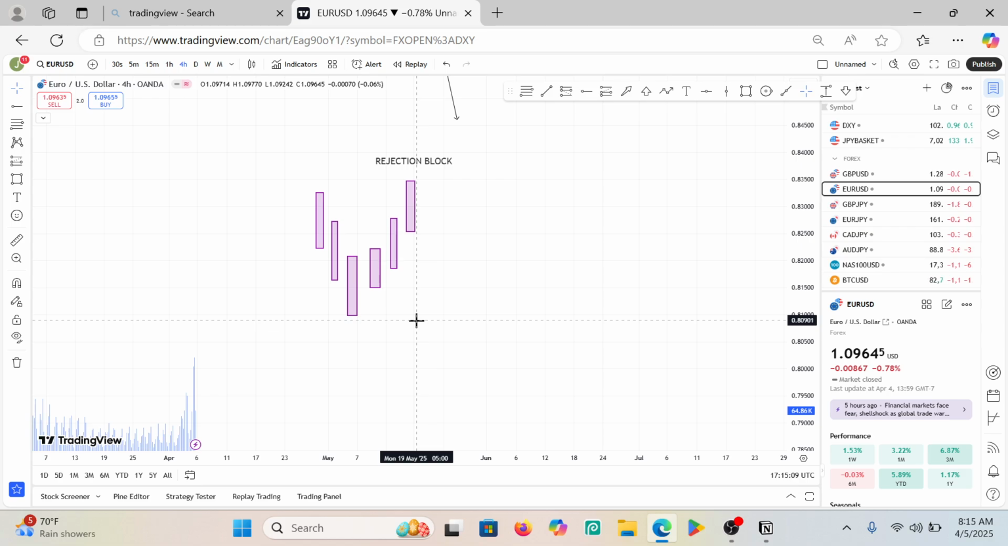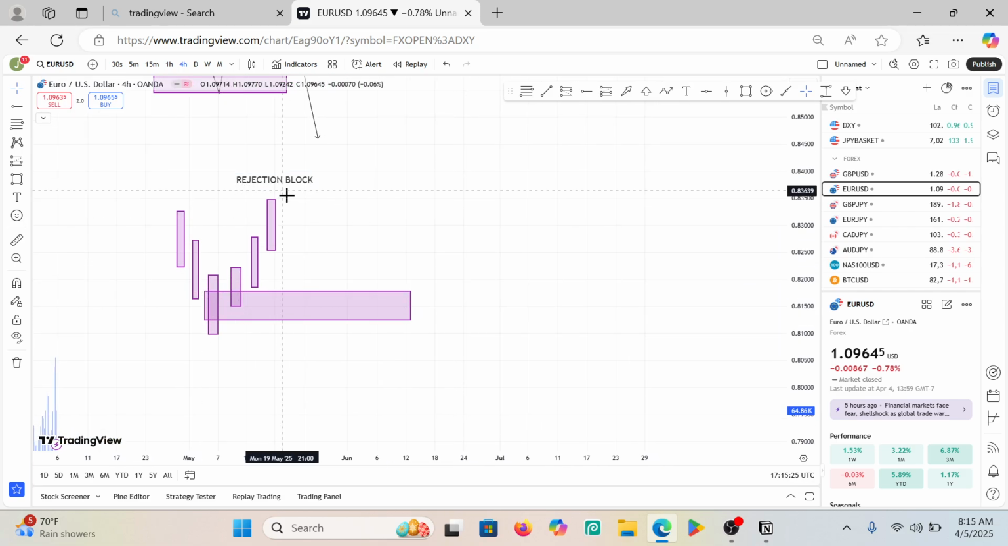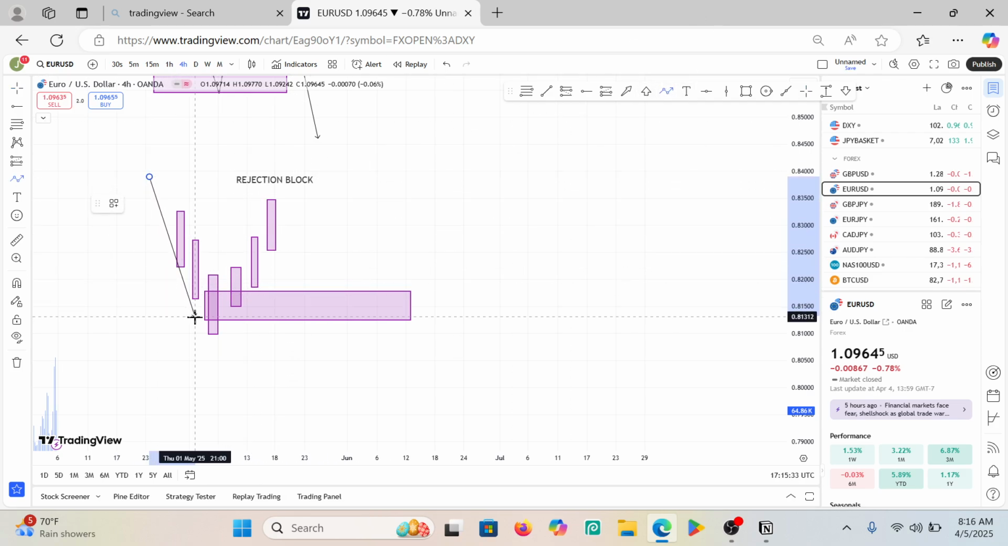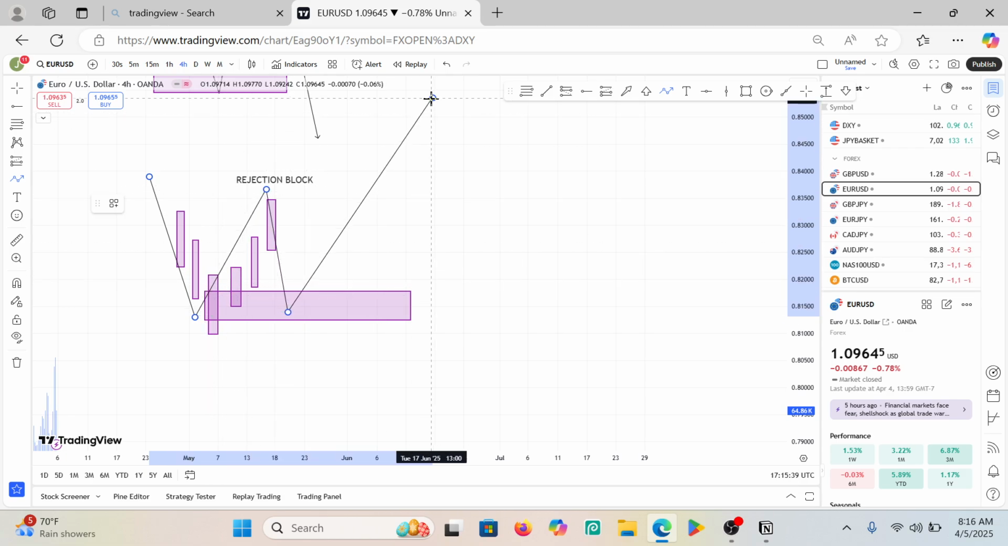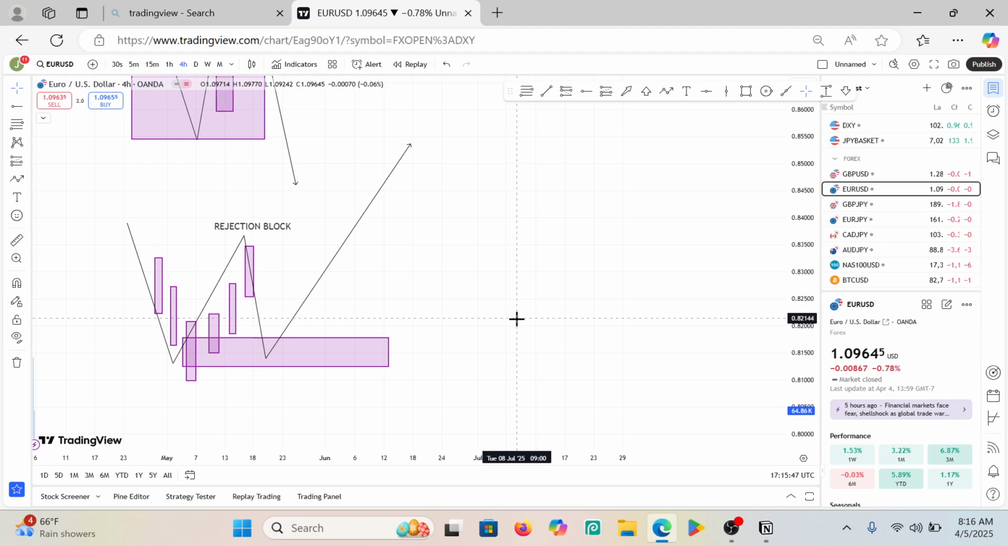It must have the longest wick. This candlestick must have the longest wick. So you can mark it. This is a rejection block, a bullish rejection block. The market will retrace there. After some days or some hours, the market will retrace into this rejection block and continue. Some people refer to it as an order block, but this is a rejection block.